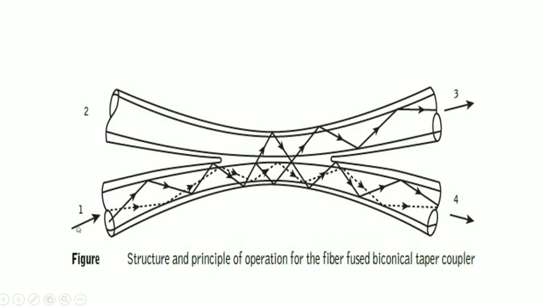Optical power launched in the input fiber. The arrow indicates we are launching the optical power. It propagates in the form of guided core modes. You can observe it propagates in the form of guided core modes.